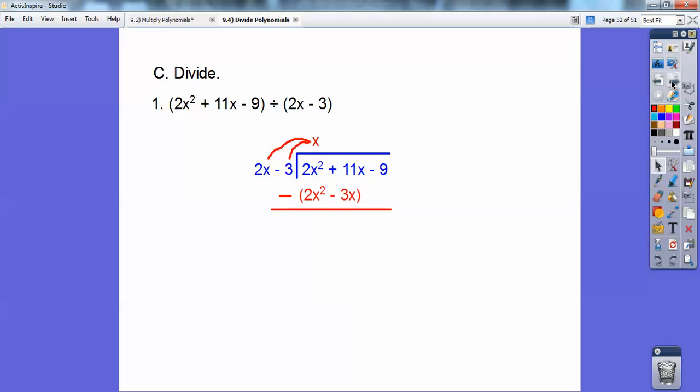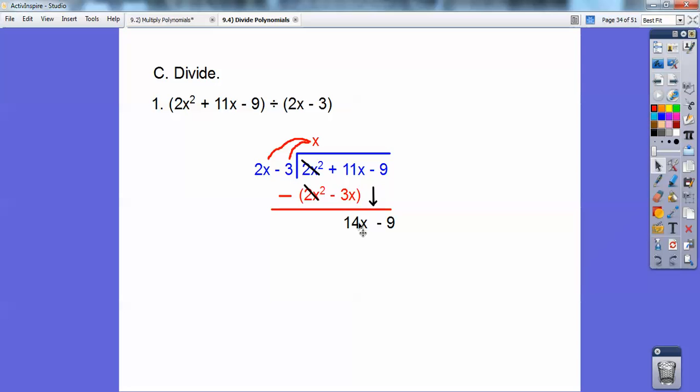And then I'm going to subtract. You got to wrap it with parentheses, you guys. So the 2x squared minus the 2x squared, those are going to cancel. 11x minus a minus 3x becomes 11x plus 3x, which is 14x. And then we do it again, you guys. Whoops, I forgot, then you slide down that 9. That 9 comes sliding down. Then we got to do it again, you guys.